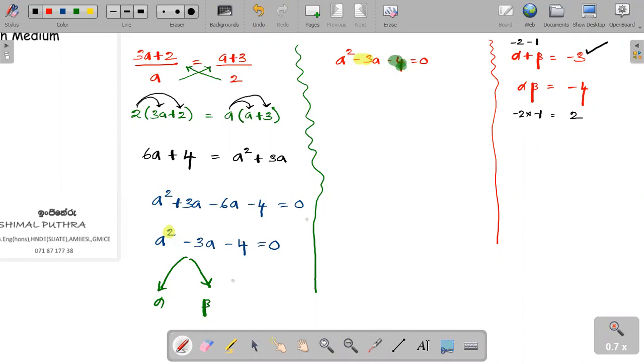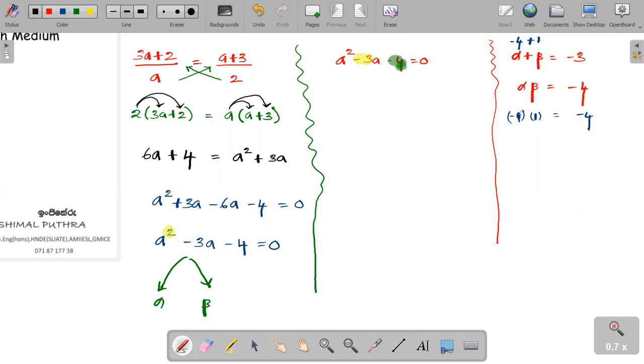That means if I take answers for alpha and beta, they should match both equations. So what will happen if I take alpha as -4, beta as +1? Yes, -4 plus 1 is equal to -3. And -4 into 1 is equal to -4. Yes, we can agree with alpha as -4 and beta as 1.